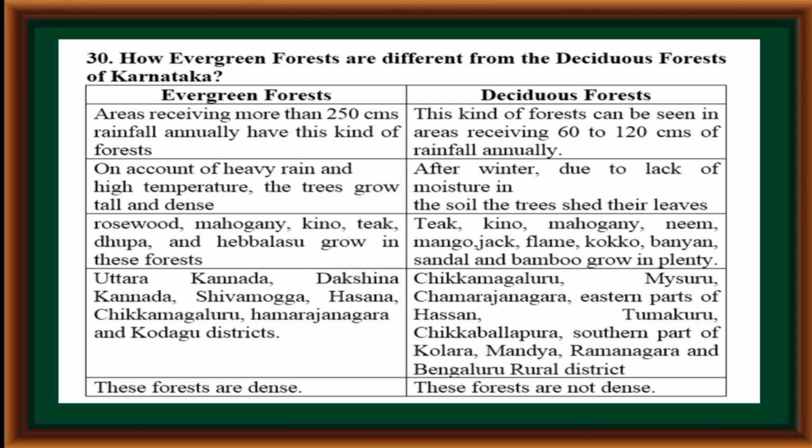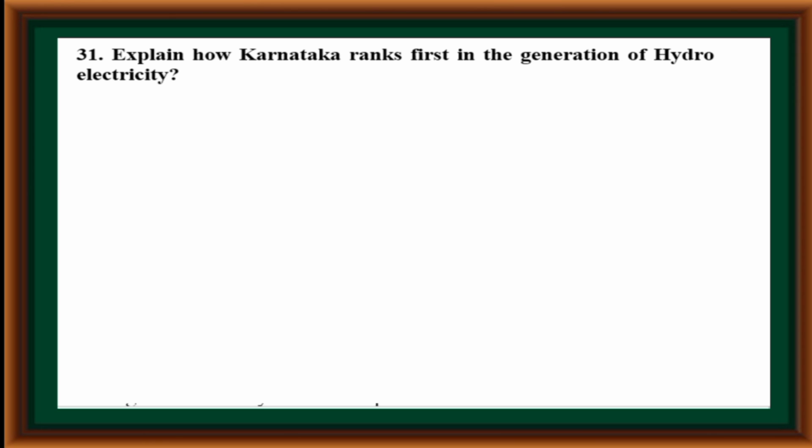Uttara Kannada, Dakshina Kannada, Shivamogga, Hassan, Chikmagalur, Chamarajanagar, and Kodagu districts. Chikmagaluru, Mysuru, Chamarajanagar, eastern parts of Hassan, Tumkur, Chikballapura, southern part of Kolara, Mandya, Ramnagara, and Bengaluru rural district. These forests are dense, these forests are not dense.